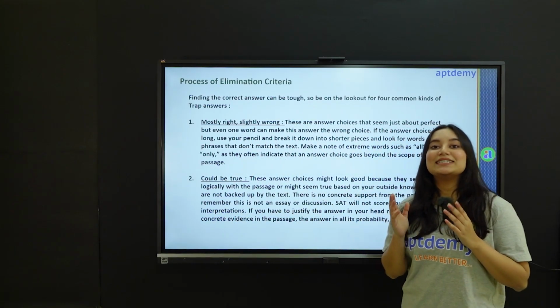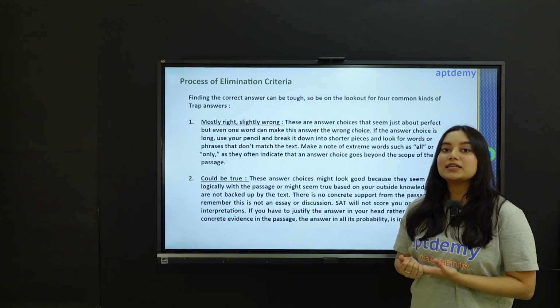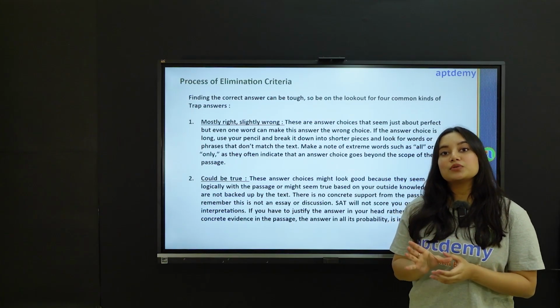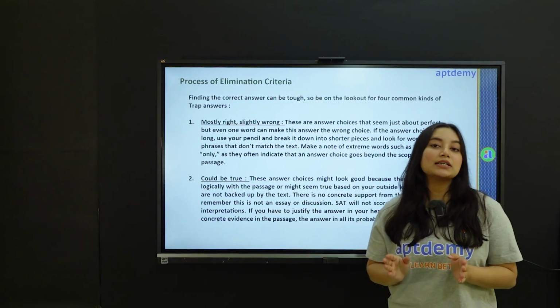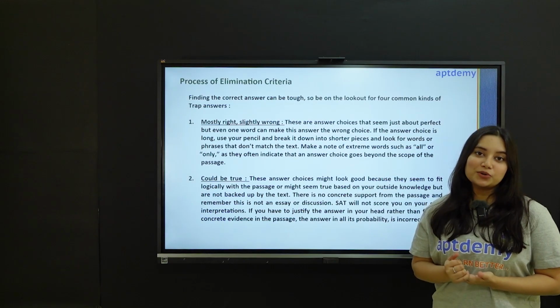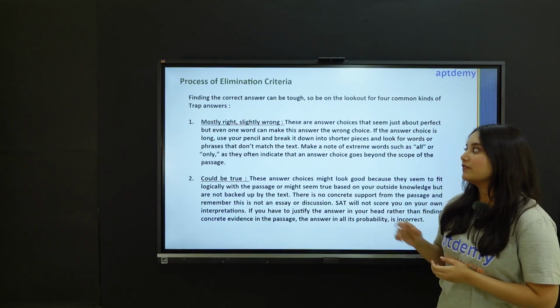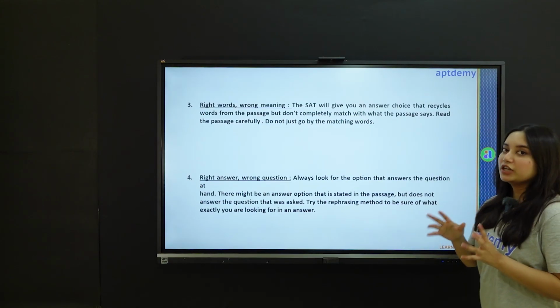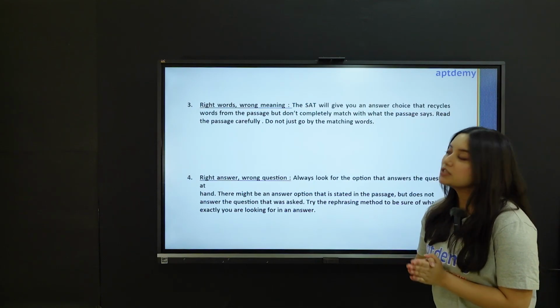So whatever is there in the passage and whatever is supported by the textual support of the passage, that will be the correct answer. So if you see yourself justifying an answer by your outward knowledge, that answer will be invalid. The next type of tricky answer is right words, wrong meaning.